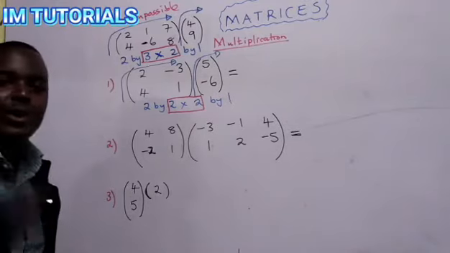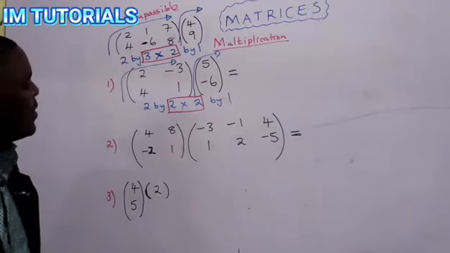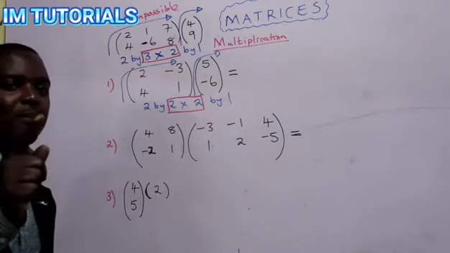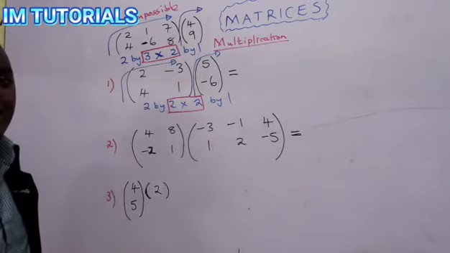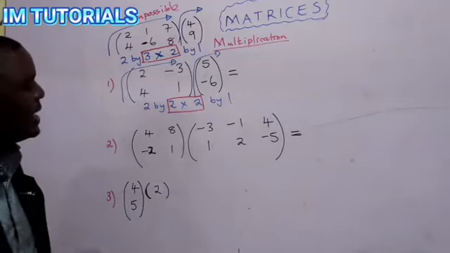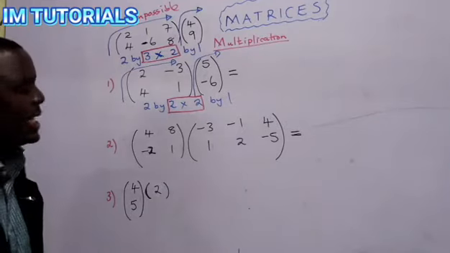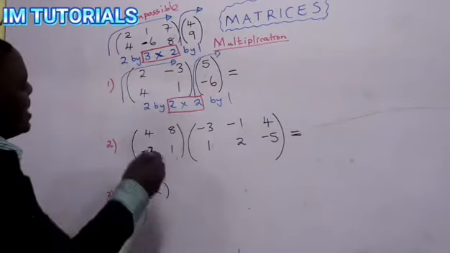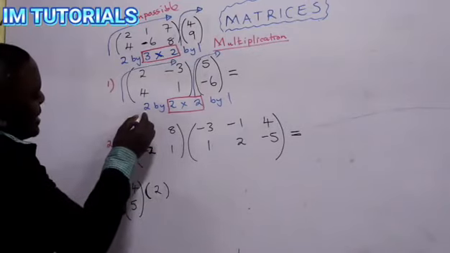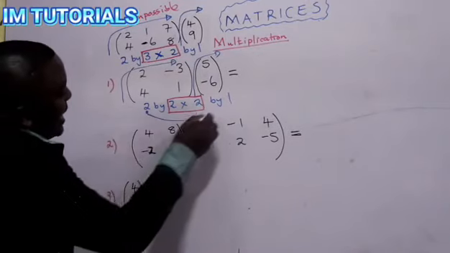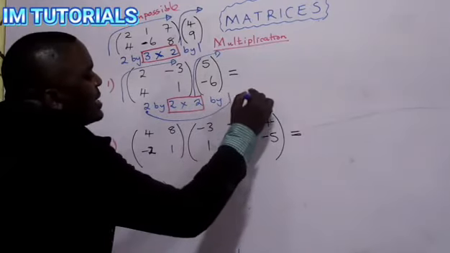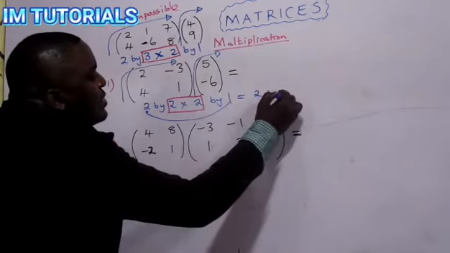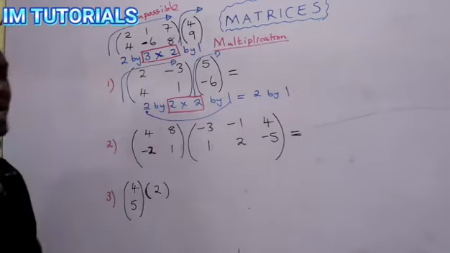So this is the condition that you look at before you multiply. Is it possible or is it impossible? You have to check the numbers in between. Are they identical? Are they similar? I hope you are listening, class. So the number at the start and the number at the last determine the final answer. So our final answer after multiplication is going to come out as a 2 by 1 matrix. I hope you are listening.